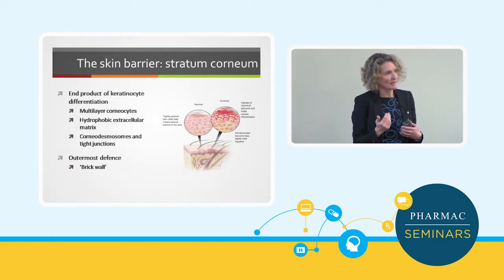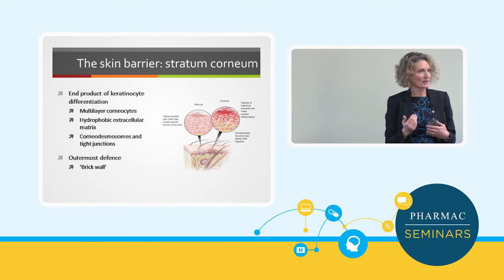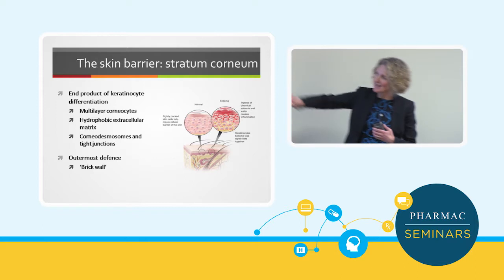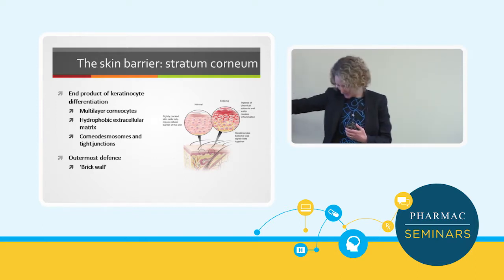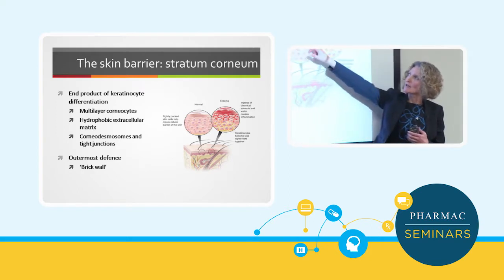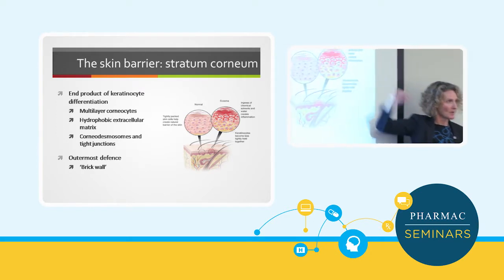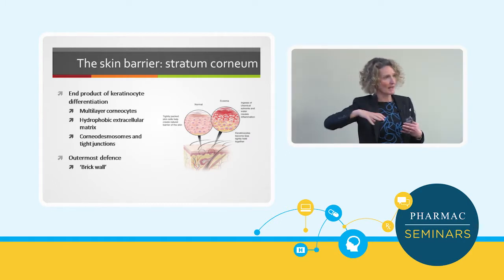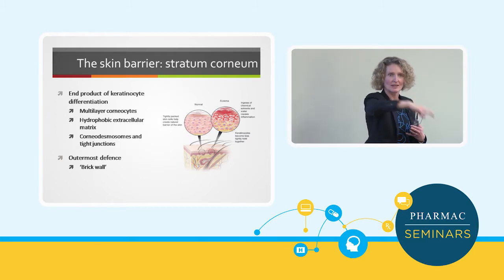The barrier of the skin is the very outermost layer. It's the stratum corneum. So for those of you who are struggling to remember your anatomy, this is a little cross-section of the skin with the dermis and the epidermis here. This is the epidermis, and the stratum corneum is this very top piece there. The stratum corneum is made up of layers of cells called corneocytes, which are stacked up like bricks in a wall.